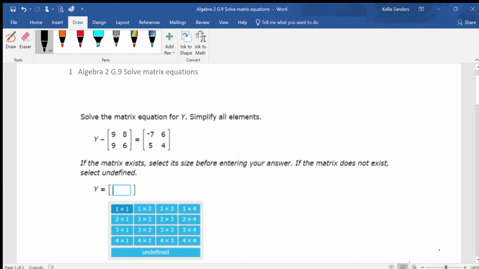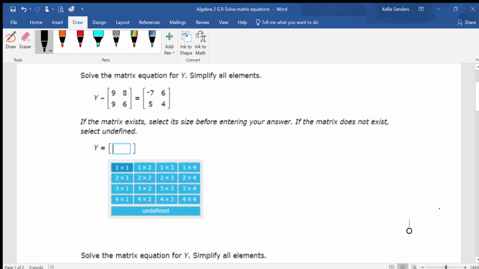G9, last lesson for matrices. It hasn't been too bad, has it? No. Alright, so this one, if you take your time, you got it. The thing about this is there's several different ways that I can explain how to do it. I always try to take the easiest, most clearest way. We'll see how it goes this time, okay?